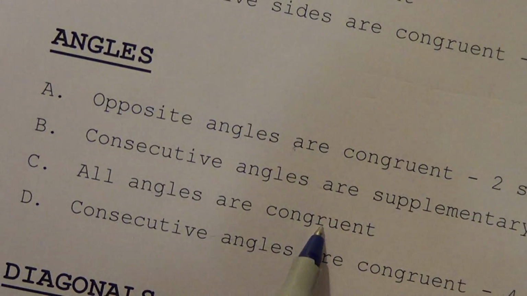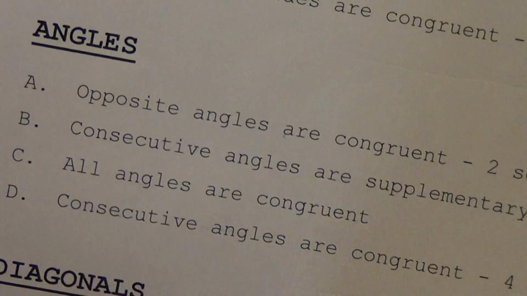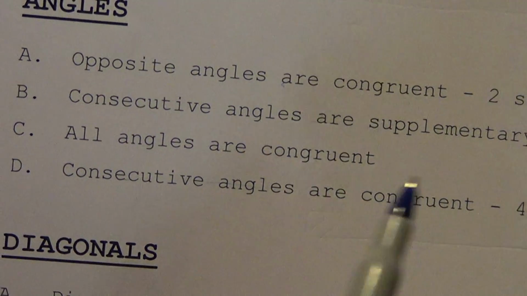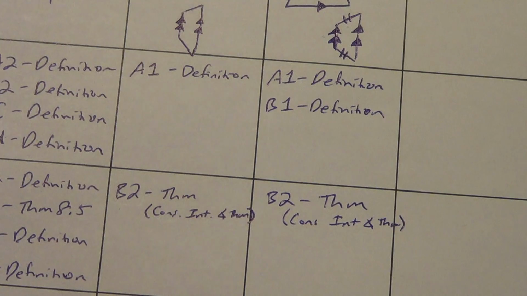All angles are congruent? No. Equiangular has to be a rectangle. Rectangles have to have 4 right angles, and we can't have 4 right angles here. If we got all equal angles, it's going to be a rectangle. Rectangles have to be parallelograms, so that's not going to work.